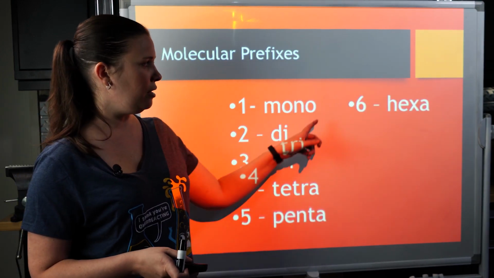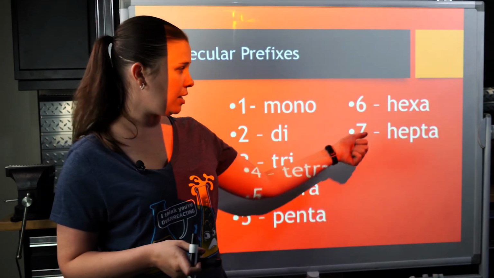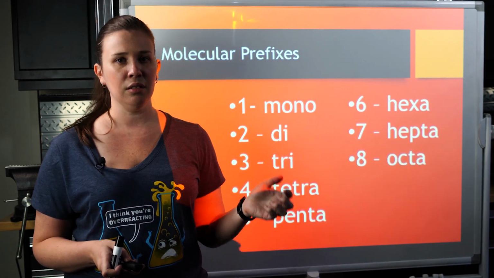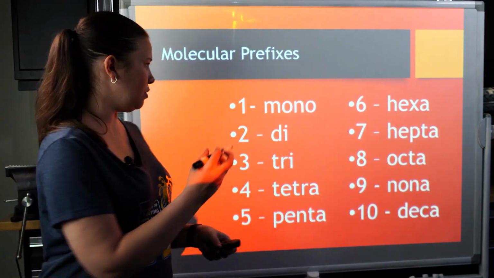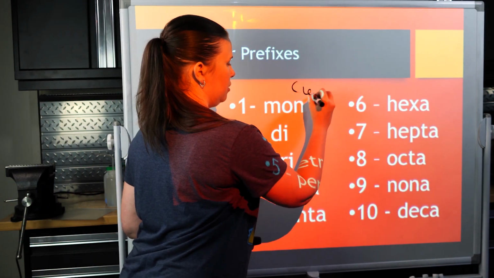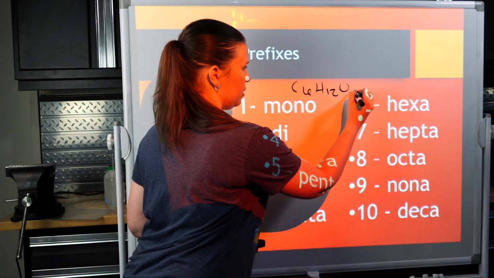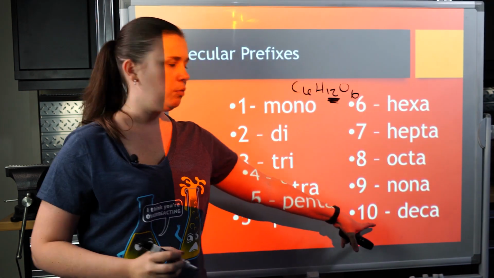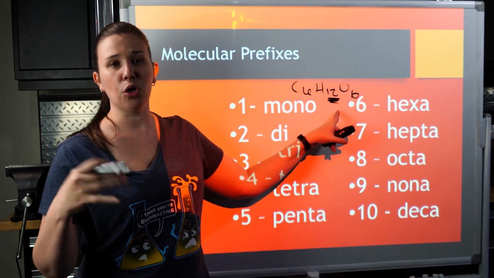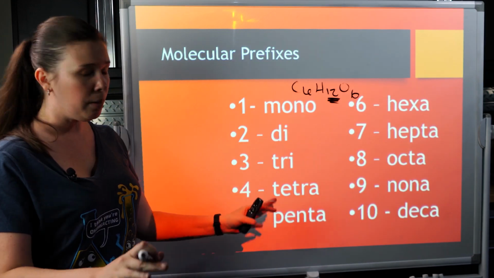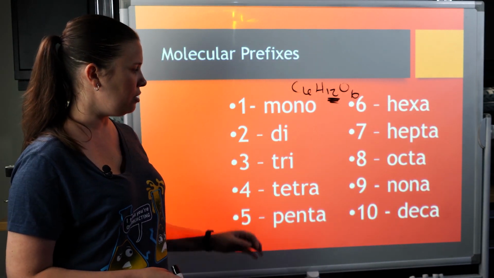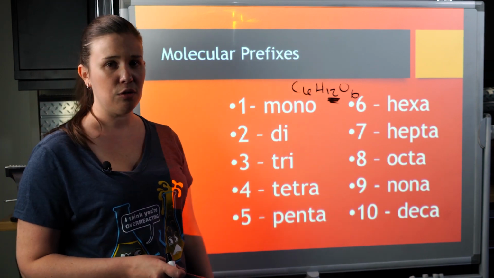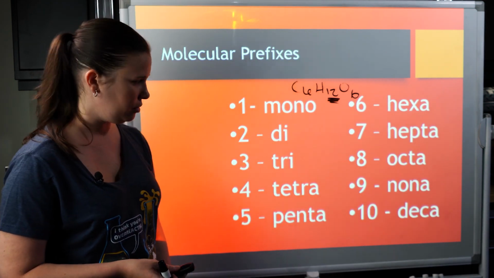So we've got penta, hexa, hepta, notice the H, then octa, nona, and deca. And just in case you wanted to be able to name this guy, C6H12O6, you can go beyond deca. This would be dodeca. So there are more prefixes. You're kind of going to add on to the existing prefixes, but these 10 are what you need to know for our honors chem class.